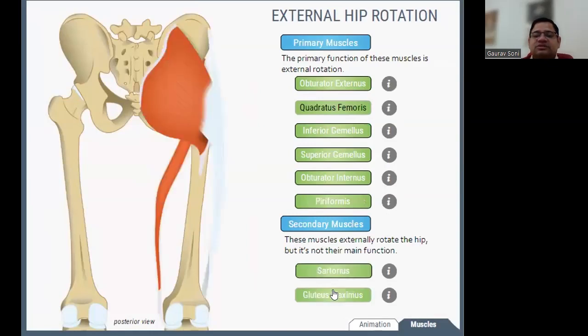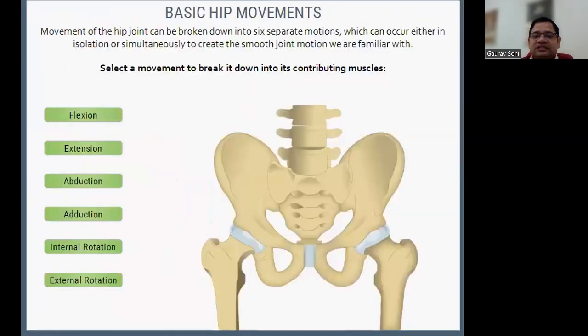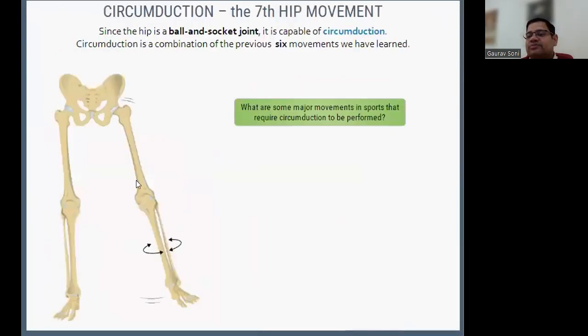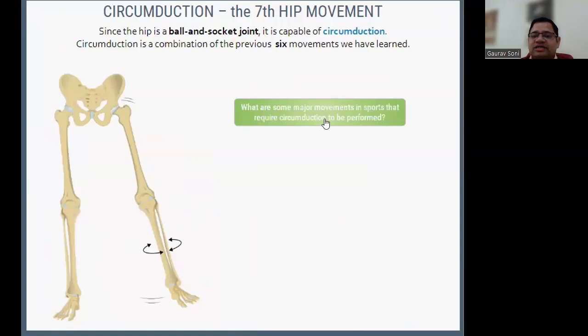So these were the movements which happen normally in the hip joint. Now we can talk about one more, the seventh hip movement, that is circumduction. Because this is a ball and socket joint, circumduction can occur. All six movements can be combined in one phase also.